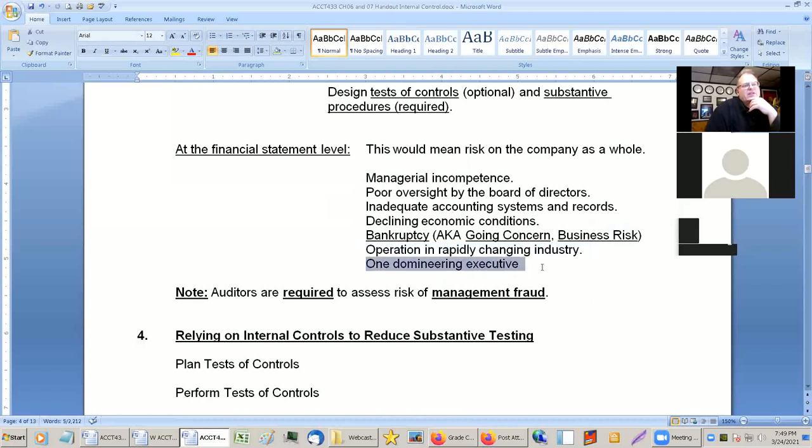One domineering executive. If you have one person that's in charge of everything, that could be a problem. Because a lot of times when you have somebody in charge who gets their way, basically, that can be a problem. So those are all things that lead to risk at the financial statement level that could affect the entire financial statement.